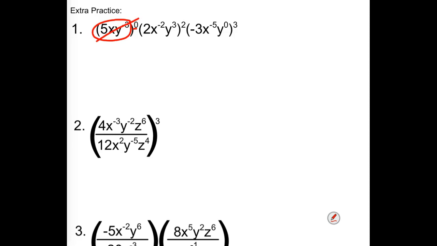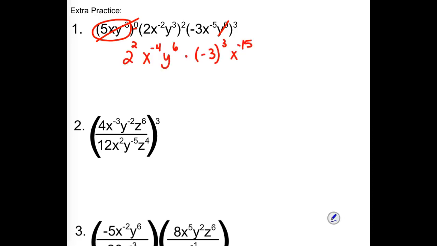Any other zeros for exponents? In the last parenthesis, this one, y to the 0 would be 1. Again, multiplying by 1 isn't going to change anything. So we can eliminate those little pieces. All right. Go ahead and work through this and then check in with the person you are sitting with.